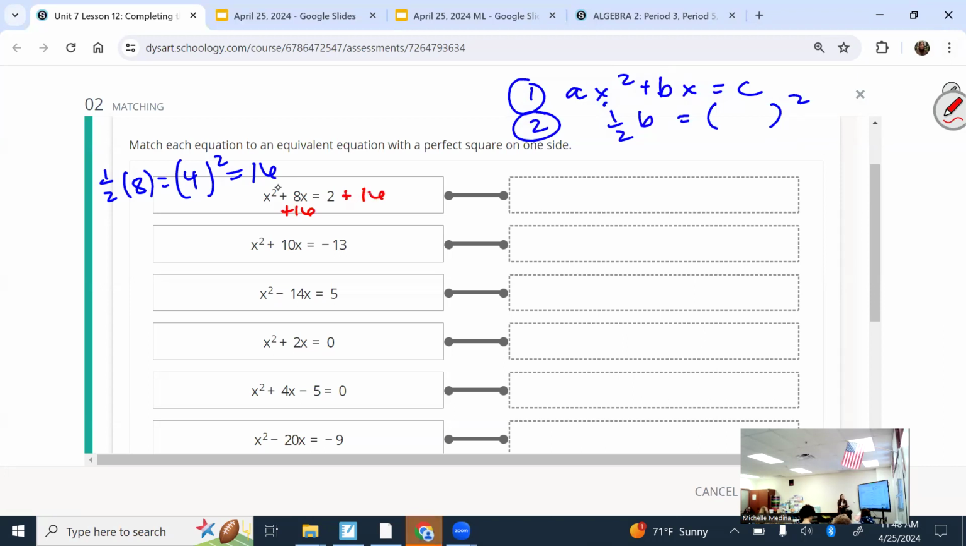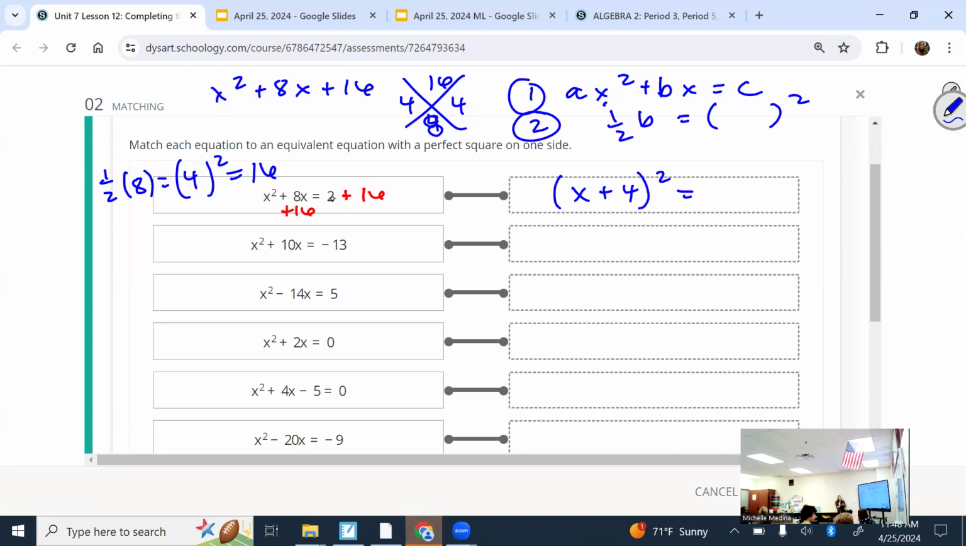That makes the perfect square trinomial on the left side. So that makes it on the left side x squared plus 8x plus 16, so that you can factor and get a perfect square trinomial on the left. So what multiplies to 16 but adds to 8? 4. And so it should be a perfect square at that step, so that you can write it in its condensed form like that.